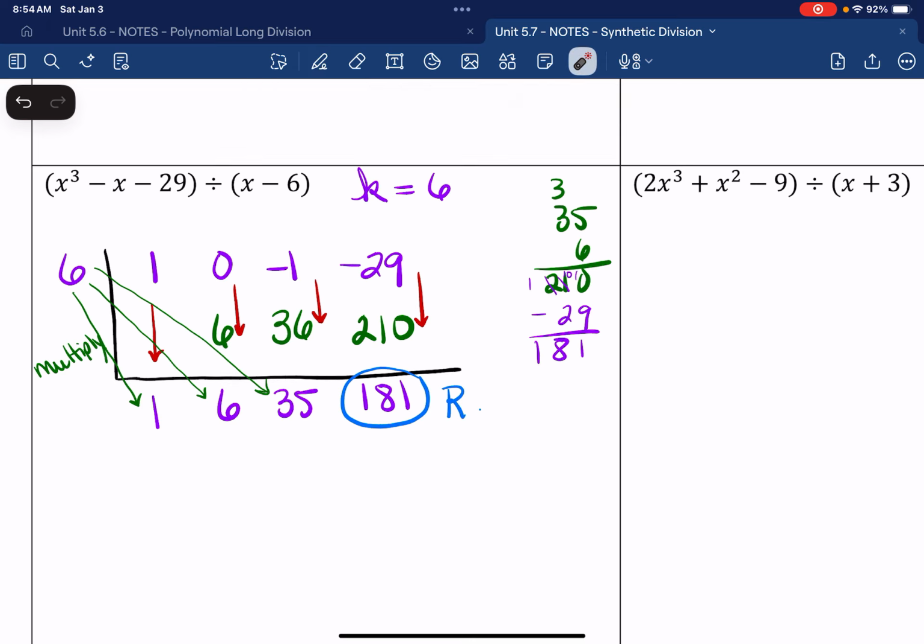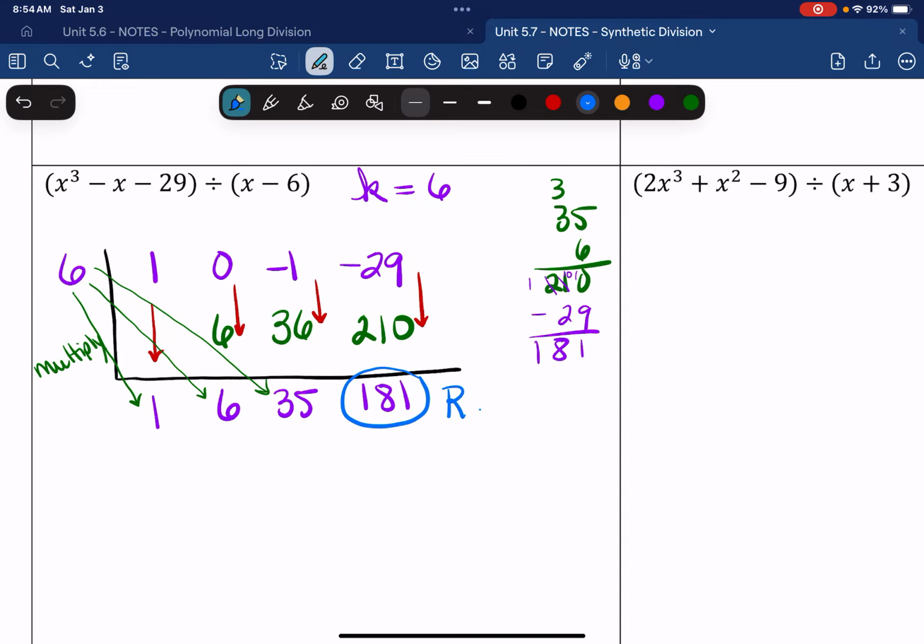So remember, because our dividend started out as an x cubed, our solution is going to be quadratic, an x squared. So we have 1x squared plus 6x plus 35. And then, of course, we have plus our remainder of 181, which is being divided by x minus 6. All right, hopefully you like using that synthetic division shortcut.